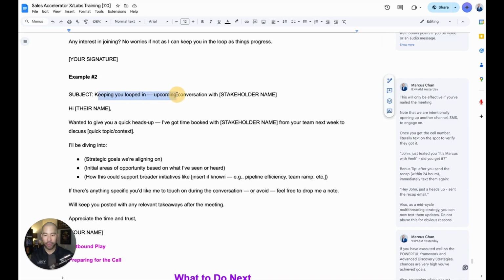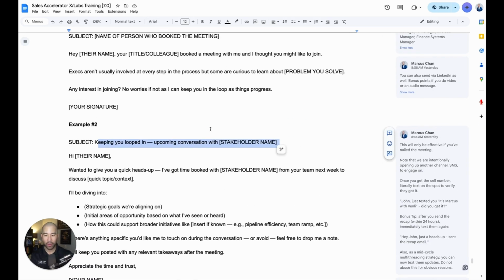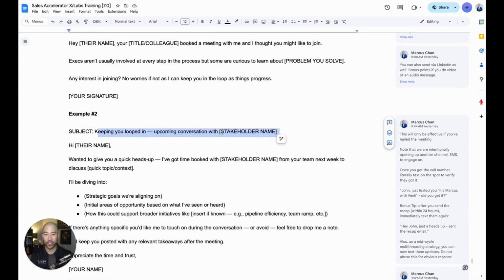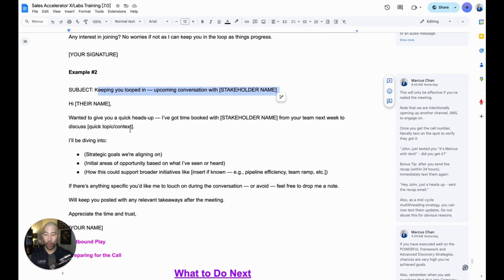Subject line: keeping you looped in, upcoming conversation with stakeholder name. By the way, you can interchange these subject lines. I'm just giving you some different examples of how to do it, right? So: Hi, their name. Wanted to give you a quick heads up. I've got time booked with stakeholder name from your team next week to discuss a specific thing, AI governance, whatever. I'll be diving into strategic goals or lines.